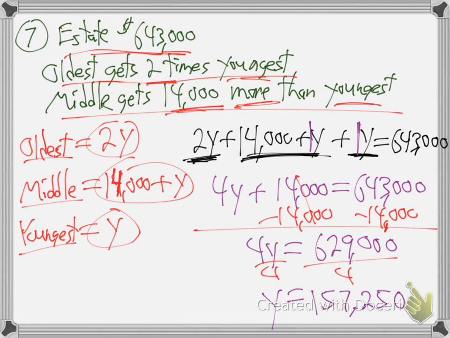The youngest shouldn't complain too much. And then how do you find the middle and the oldest? We just plug back in. Is it okay if I just move on? Just plug right in there, add 14,000, you get the middle. Plug right in there, multiply by 2, you get the oldest. Questions on that one?